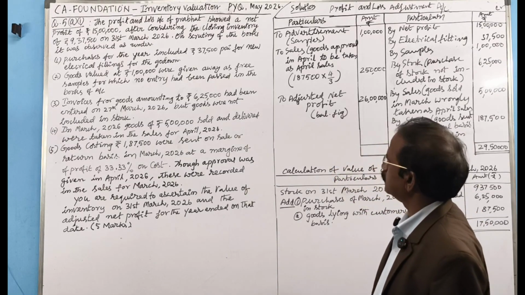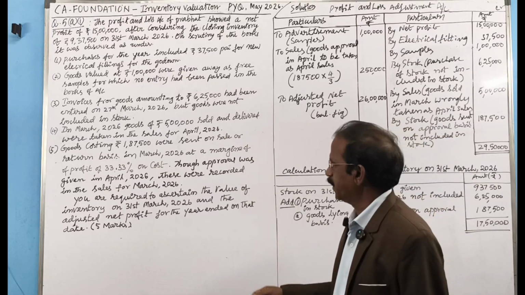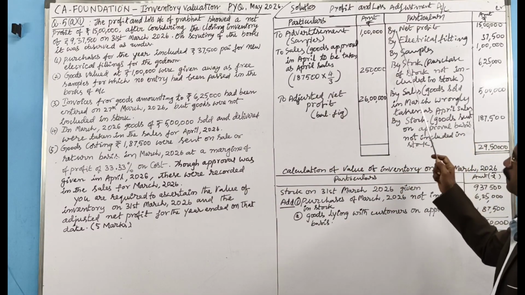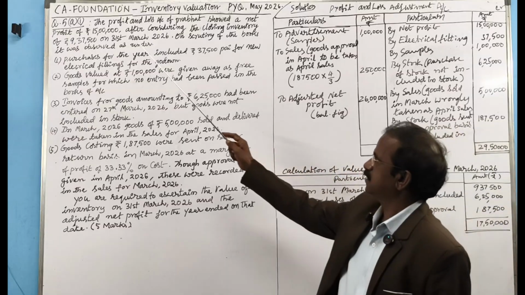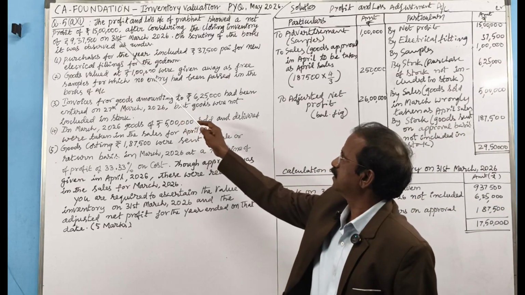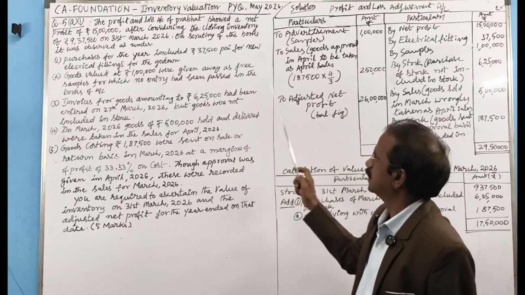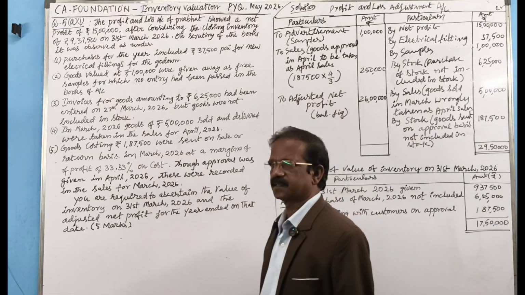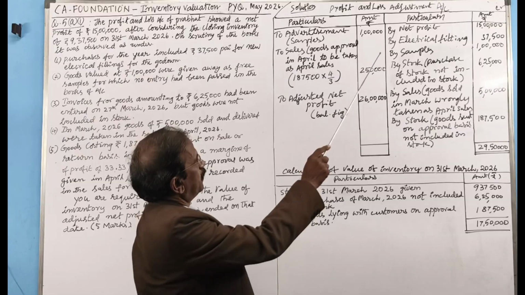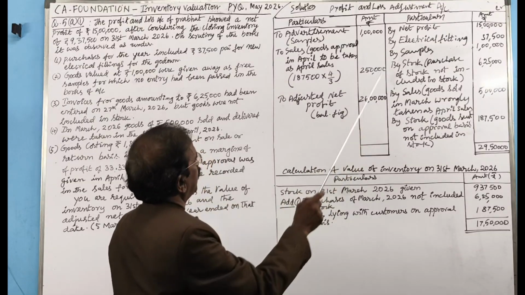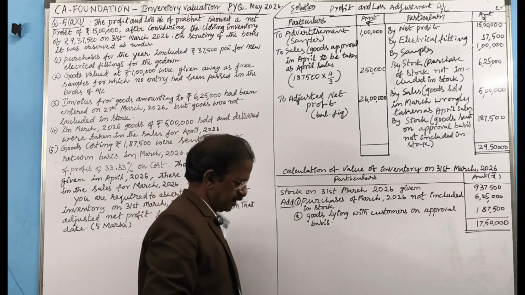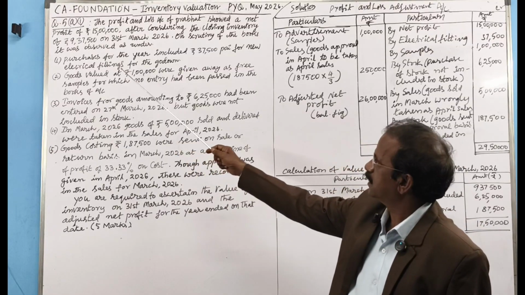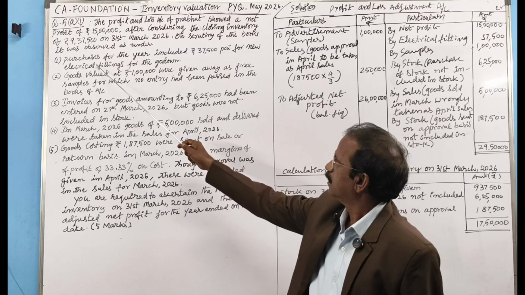Marks 5. So first we need to prepare profit and loss adjustment account. In this profit and loss adjustment account, we have to take this 15 lakhs as the opening balance, credit side, by net profit, 15 lakhs. And after that, we have to consider each and every point one by one.